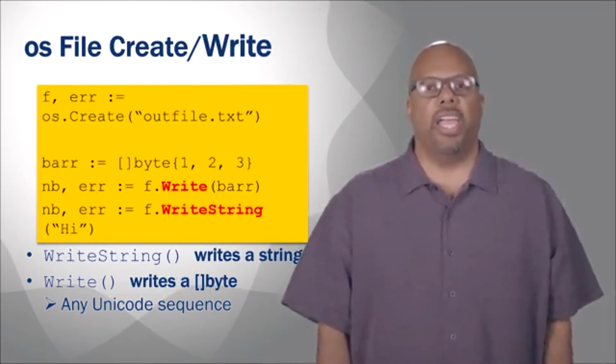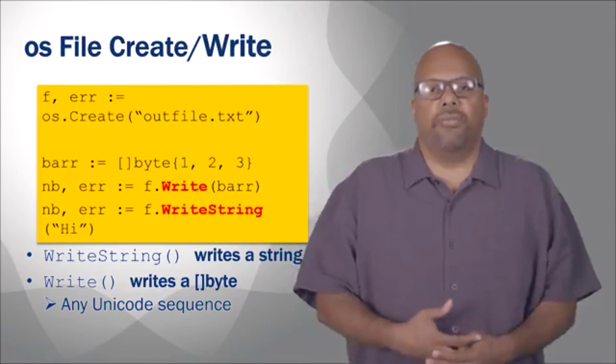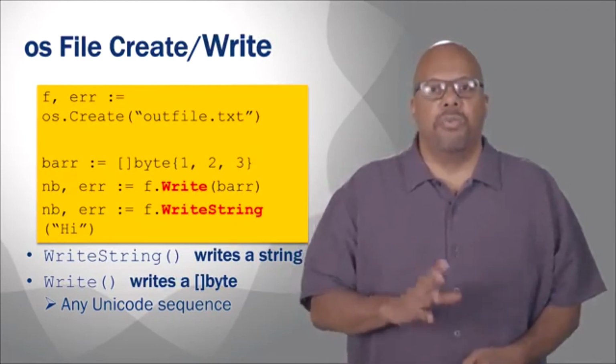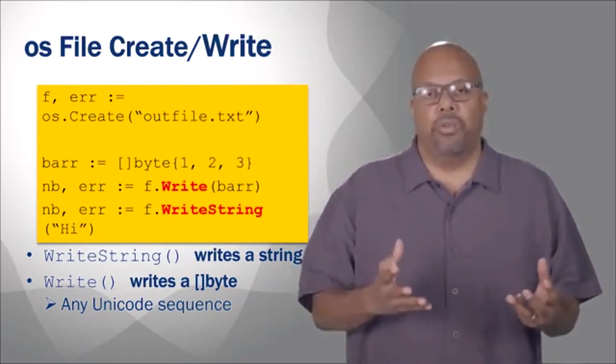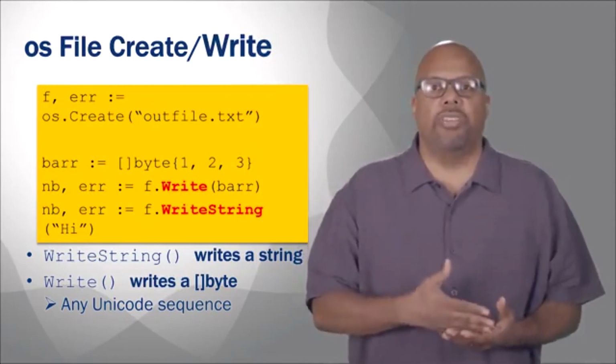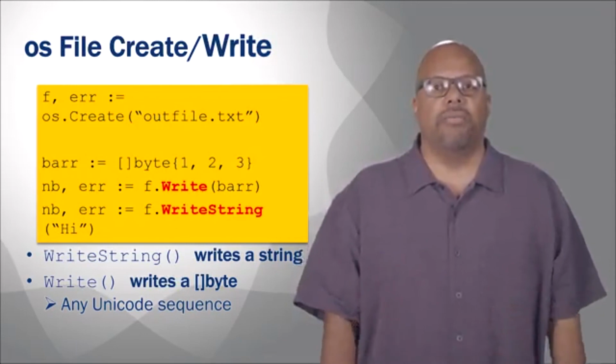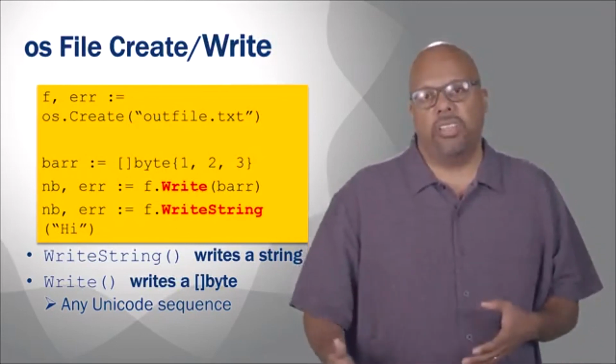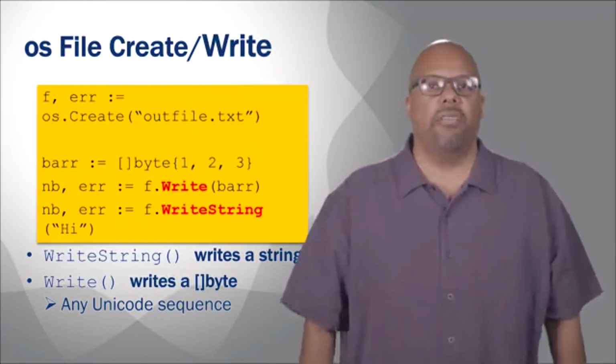Then we make a byte array. Actually this is a slice, we make a byte slice, we're calling it bArray, but it's a slice. It has 3 elements in it, 1, 2, and 3. We want to write these. So we call f.write, we pass it the byte array, and it just writes those 3 bytes into the file.